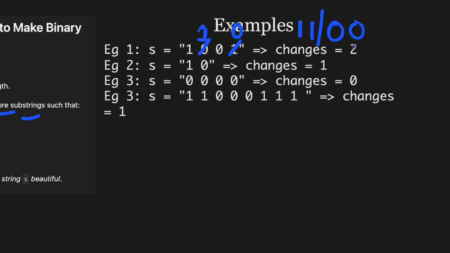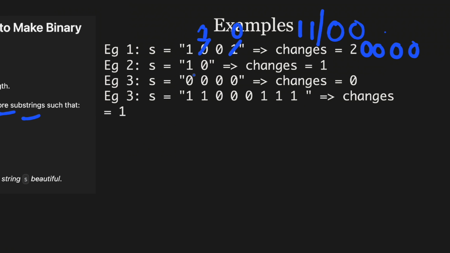For example, we can change all ones to 0 in this string, and then we will get the string 0000, which is beautiful because it contains all zeros. And in this case also, the number of changes we did was 2, and for this string the minimum number of changes will be 2, and that will be our answer.